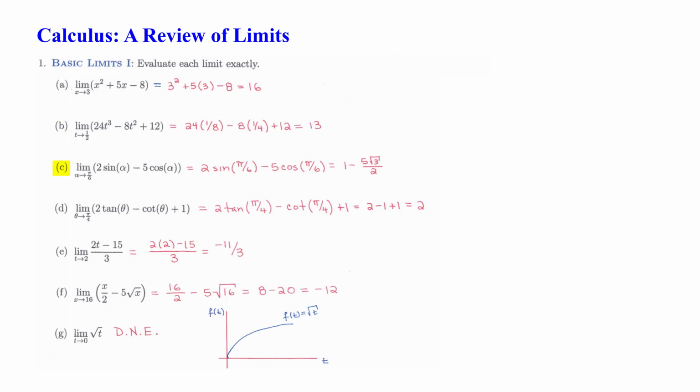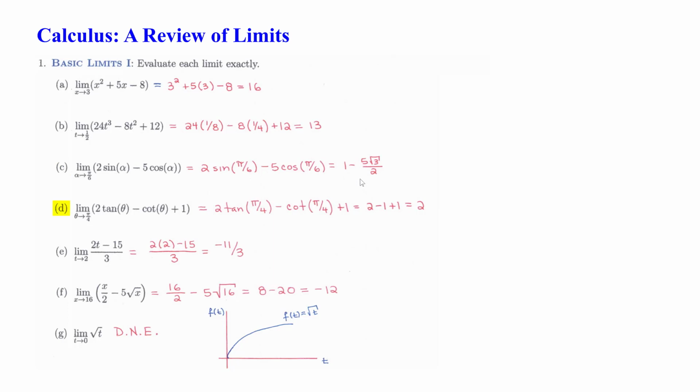Now for number C, certainly that's not a polynomial function that you see here, but we do know that sine and cosine are continuous. That means when we evaluate the limit at any value, we can do so simply by functional evaluation. So again, you see I'm just plugging in the value of pi sixths to my function, and we know the sine of pi/6 is 1/2. We know the cosine of pi/6 is √3/2. So we multiply and obtain the following answer. Again, we could simplify by getting a common denominator, which would be (2 minus 5√3)/2.